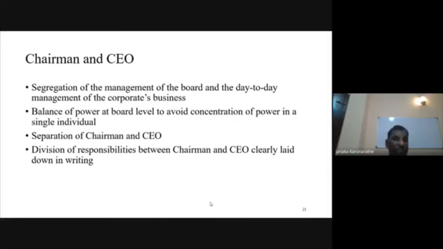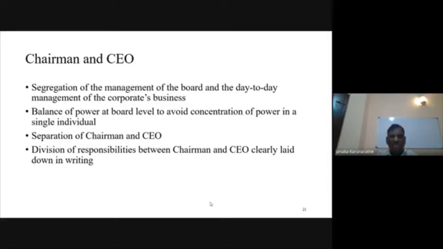Now, again, it is very important in a good governance structure to identify the roles between the chairman and CEO. I think many institutions, because of this failure to define their roles clearly, have had a lot of conflicts between the two, which has led to problems in the institution. So that's why it's very important to identify what role the chairman needs to play, and what role the CEO needs to play.